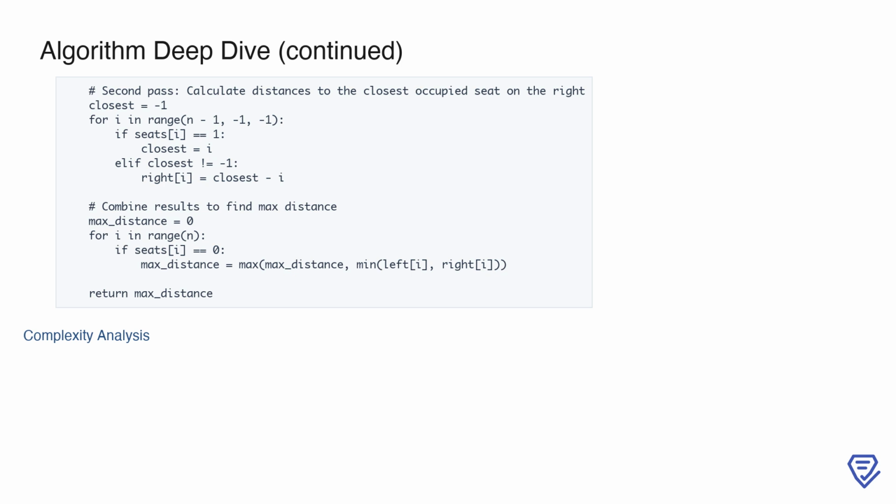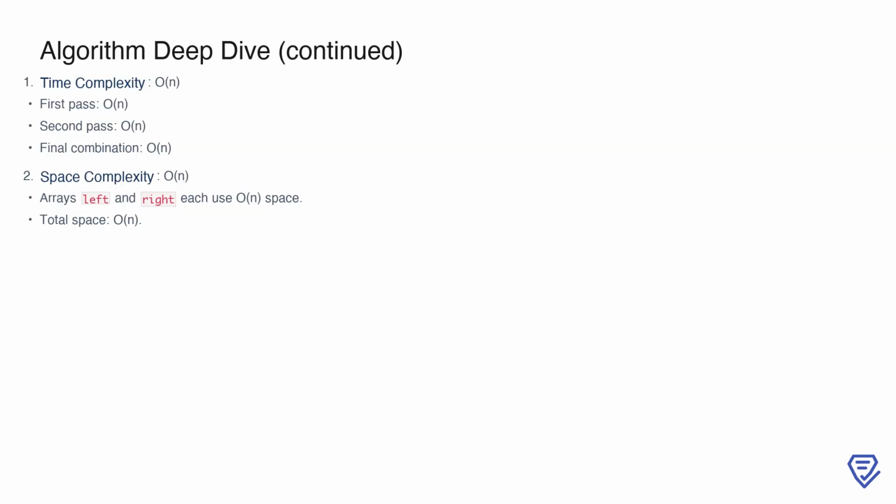Finally, we combine the results by iterating through the array and calculating the minimum of the left and right distances for each empty seat. The maximum of these minimum distances is stored in max_distance, which is returned as the result. The algorithm achieves a time complexity of O(n), as each of the two passes and the final iteration through the array are linear operations. This makes the approach highly efficient even for large arrays.